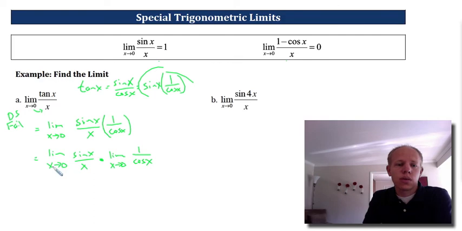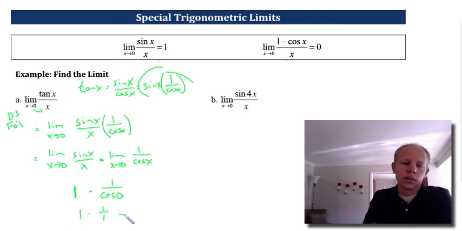So looking at this, what's the limit as x approaches 0 of sine x over x? Well, it's right up here. It equals 1. So we know this whole thing equals 1. Now in this case, we'll use direct substitution. 1 over cosine 0. And cosine 0 equals 1. So we have 1 times 1 over 1, which is just 1. So it's kind of an interesting way where we transform our function so that we can use these special trigonometric limits.